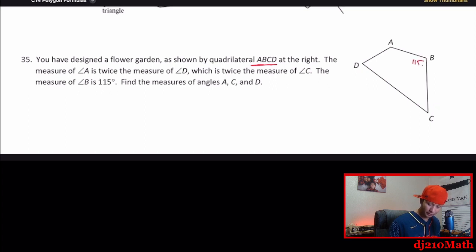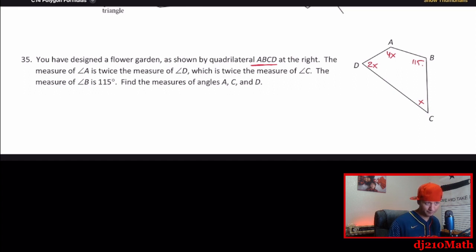Find the measures of A, B, C, and D. Okay, so let's just call one of these X. It doesn't matter which one, but it does matter a little: I'm going to make the smaller one equal to X, because this is going to make the math better. If I make the larger one X, I'm going to have to run into fractions. So if C is equal to X, D is 2 times X. And then A is 2 times that number, so 2 times 2 times X, which is 4X.